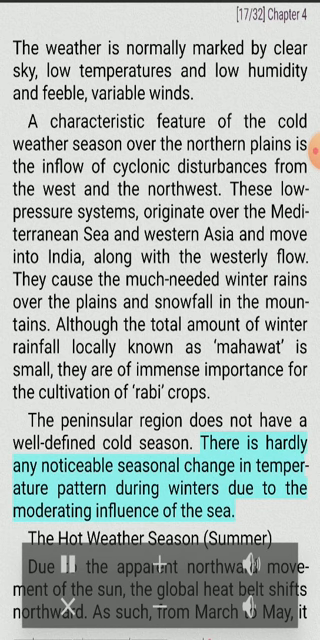There is hardly any noticeable seasonal change in temperature pattern during winters due to the moderating influence of the sea. The hot weather season, summer. Due to the apparent northward movement of the sun, the global heat belt shifts northward.